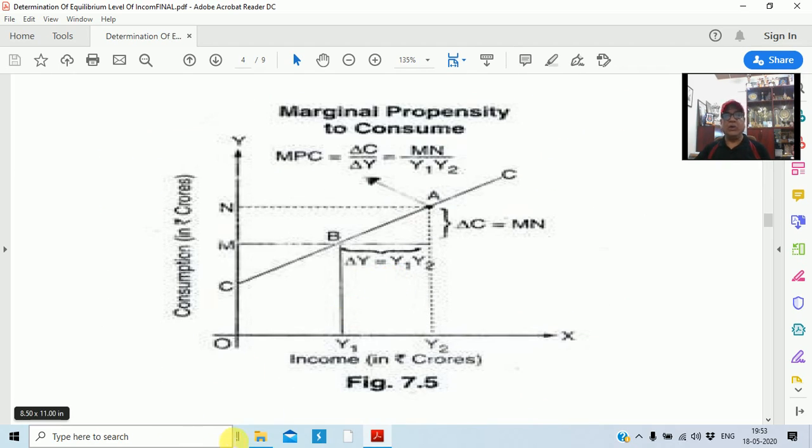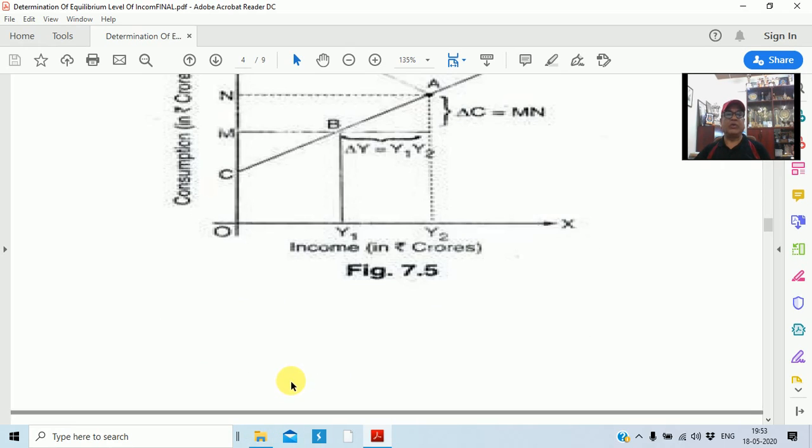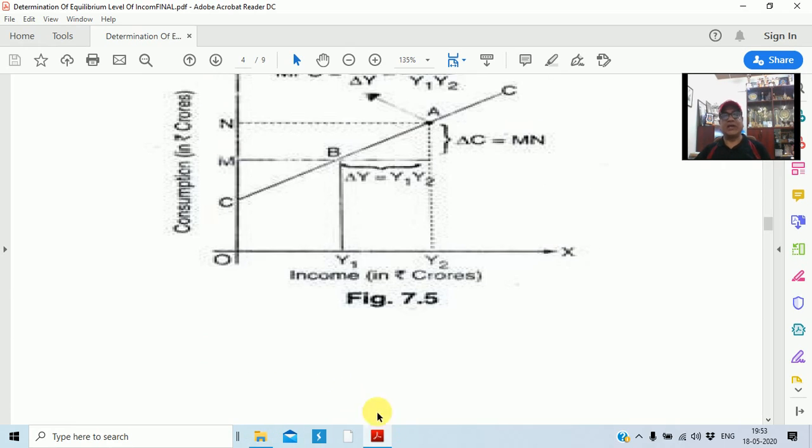This is all from my side for today. And then tomorrow we'll be taking the next part, that is about the saving function. We'll be discussing the saving in the next part.